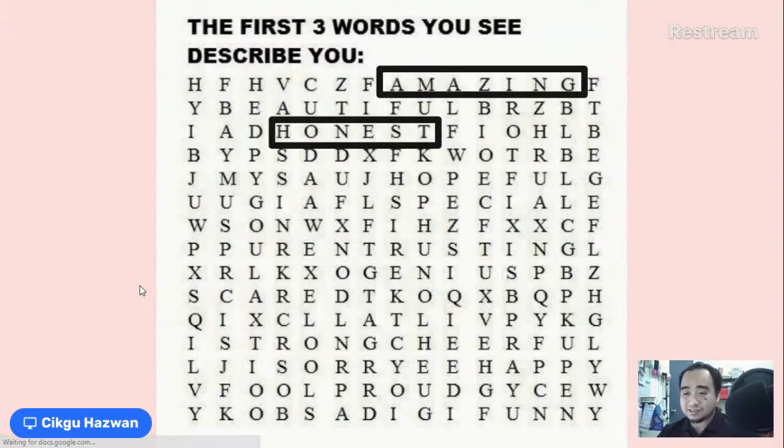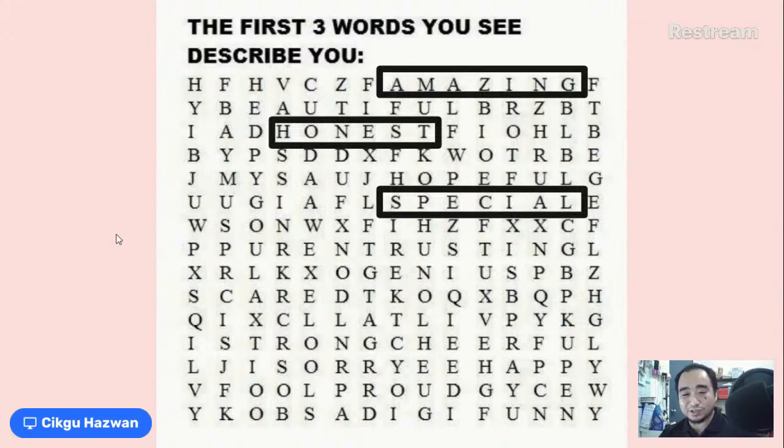Amazing, honest, and special. Okay, even though I see the word beautiful, I don't find it really describes me. So amazing, honest, and special are the three words that I can see.